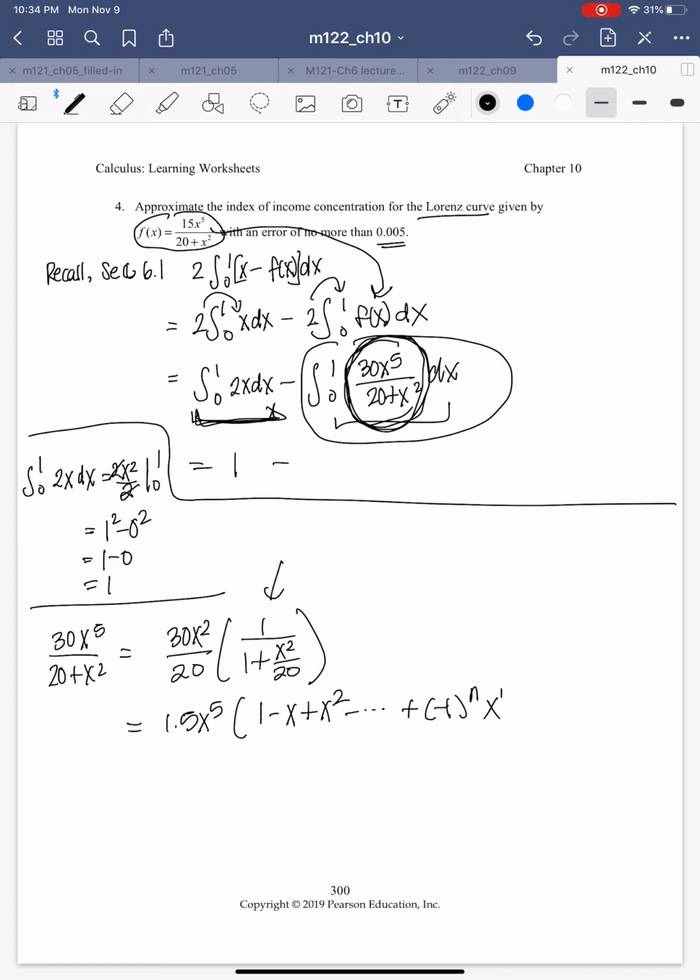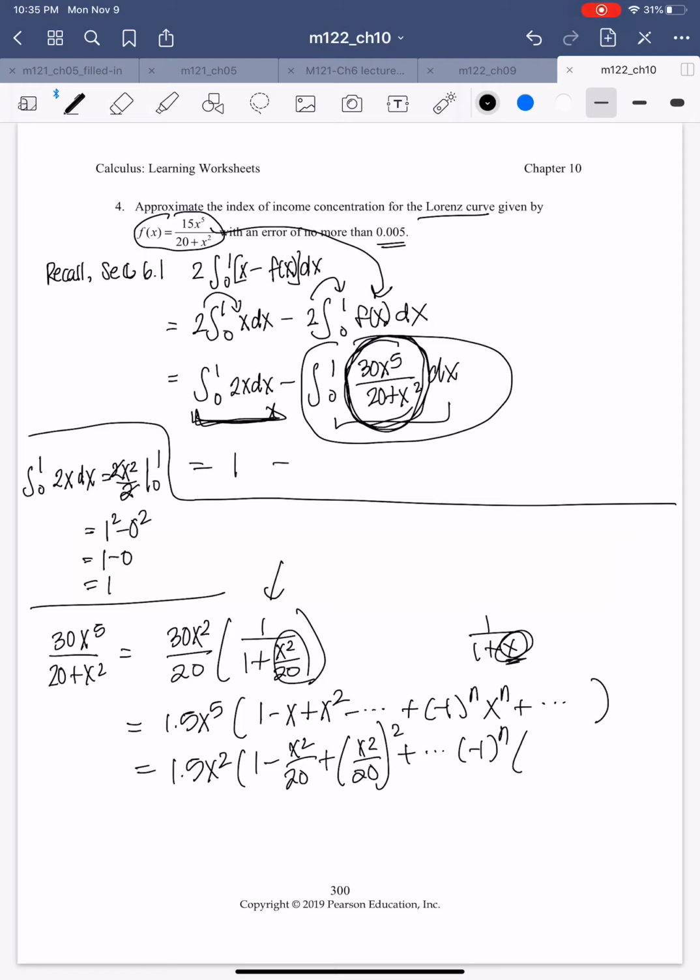Excuse me. X to the n. But that's just 1 over 1 plus x. I need to replace the x with x squared over 20. So this is how our modification of the equation works. Instead of x, I put x squared over 20, and then you have x squared over 20 squared, right? Everything that you see as an x, you're going to write as x squared over 20 raised to the n. Let's distribute all the 1.5x squared.